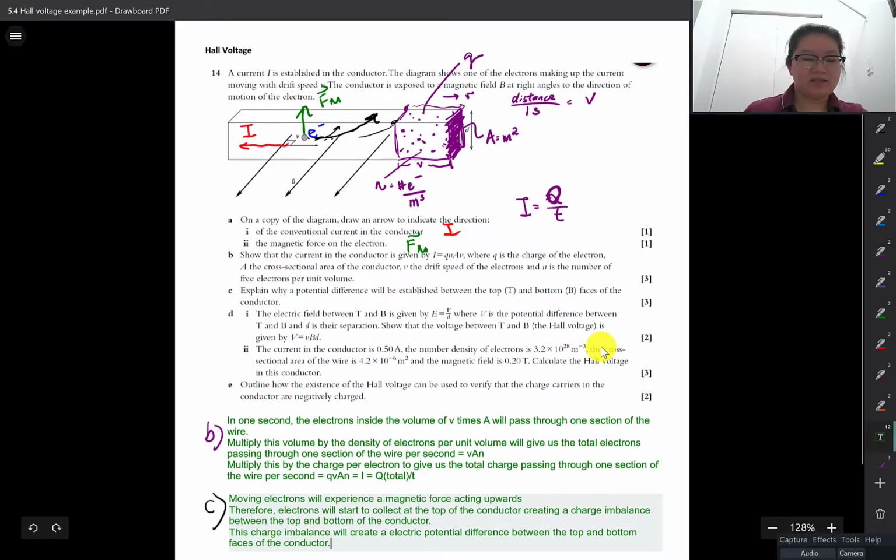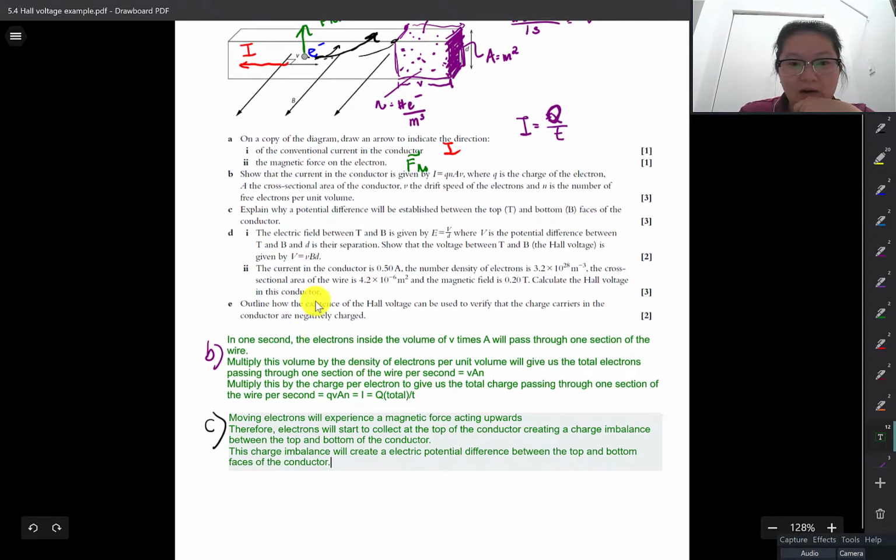And then the last sentence: because of this charge imbalance, it will create an electric potential difference between the top and bottom faces of the conductor. So there we go. There were the 3 steps to break down our thinking.